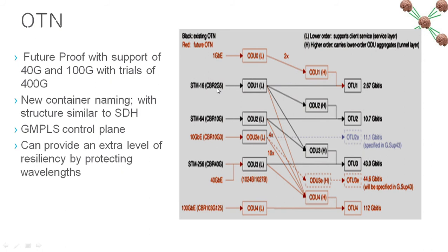Or if you have a 2.5 gig client or STM16, you can take it directly to 2.5 gig, then multiply this 4 times to make a 10 gig, and again 4 times to make a 40 gig. Almost the same as in SDH, but the difference comes at 100G, because 100G is not 4 times 40G. So from 40G in OTN you can go to 100G, and from 100G you can go to 400G.